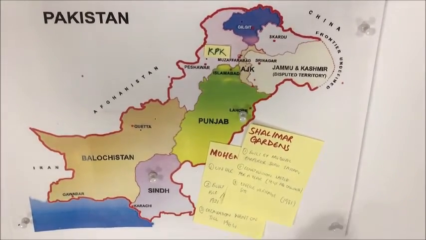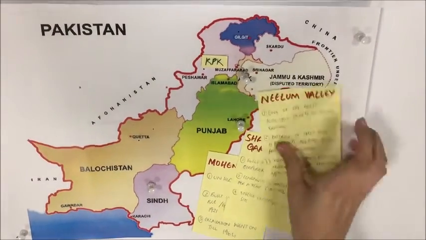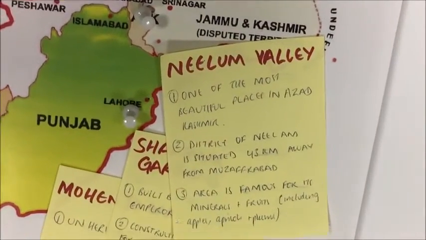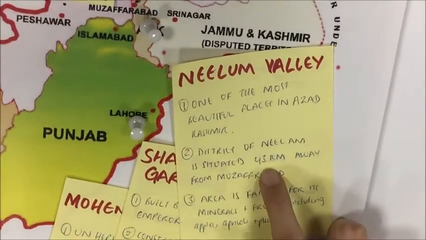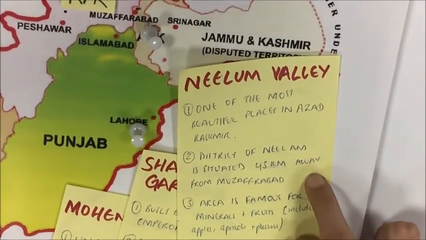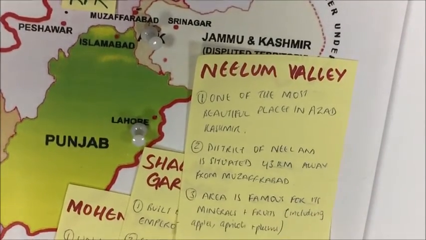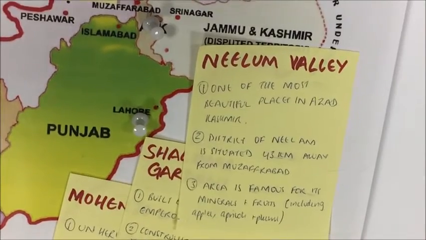From Punjab, you can then move on to Azad Kashmir. In Azad Kashmir, we have the Neelam Valley, which is possibly one of the most beautiful places in all of Pakistan. The district of Neelam Valley is situated 43 kilometers away from Muzaffarabad, and the area itself is famous for minerals and its fruits including apples, apricots, and plums.